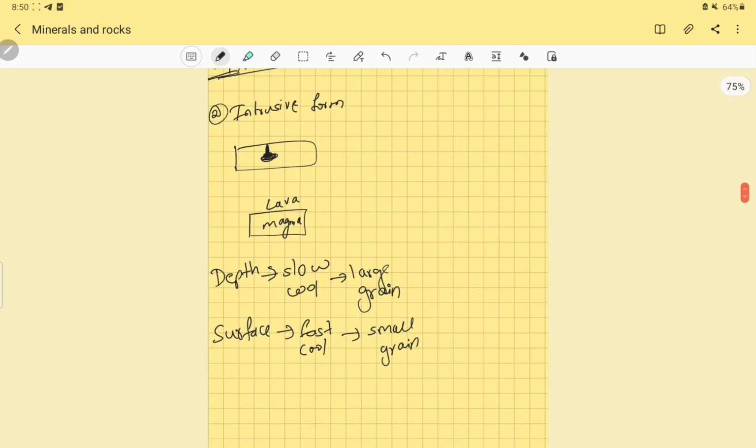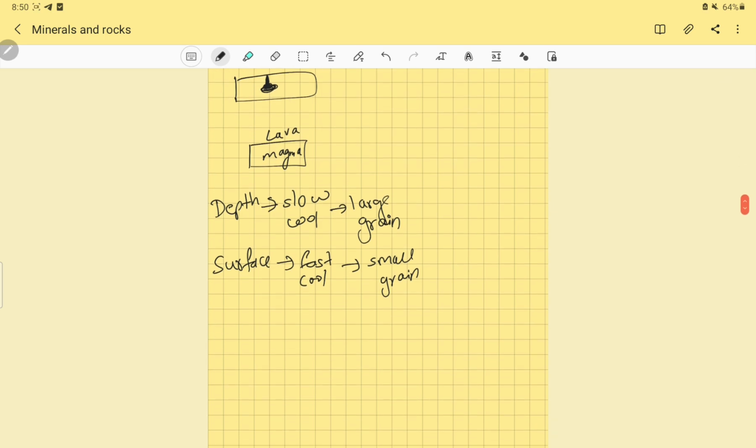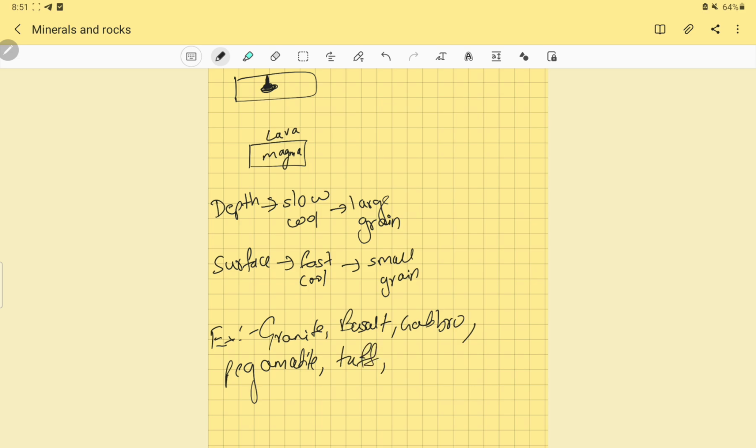That's all about igneous rock. One more thing is, what are the examples of igneous rock? You have quite a few examples like granite, basalt. Let me write it here so it's easy for you: granite, basalt, gabbro, pegmatite, tuff, volcanic breccia.